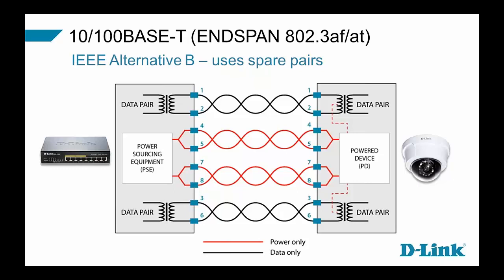In this example here, we're looking at 10/100. And remember, in 10/100, data is only carried on 2 pairs, 1, 2, and 3, 6. So I'm representing that with the black wavy lines.